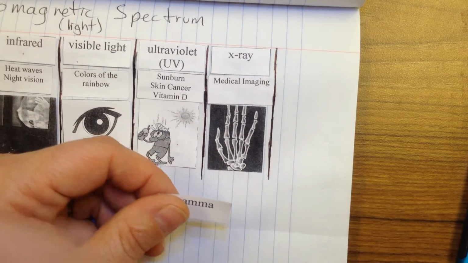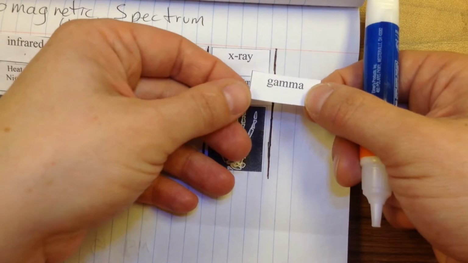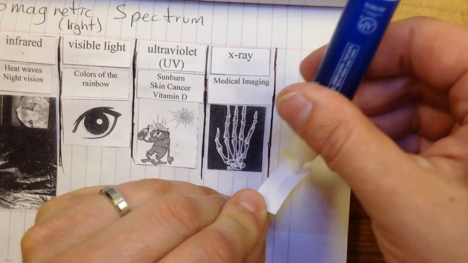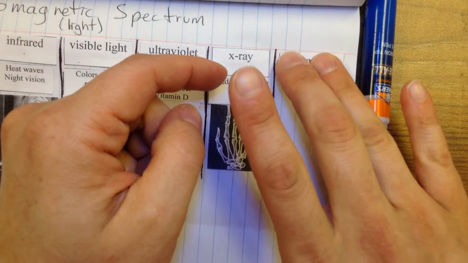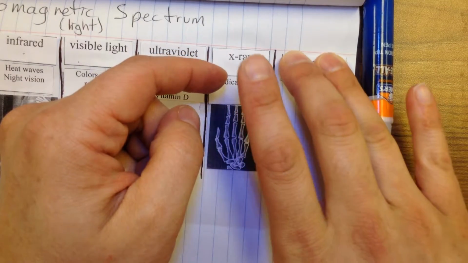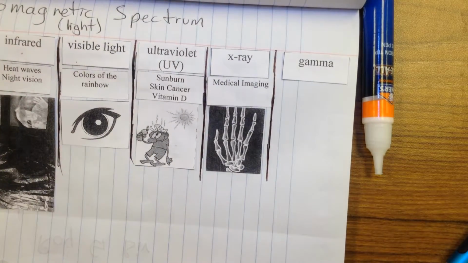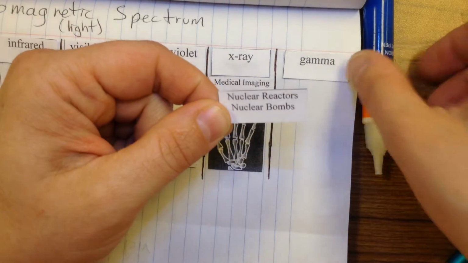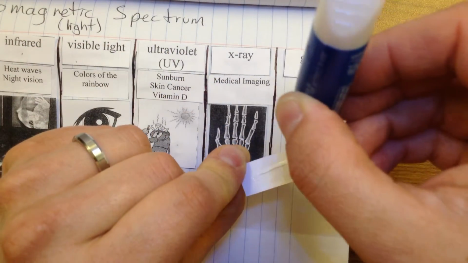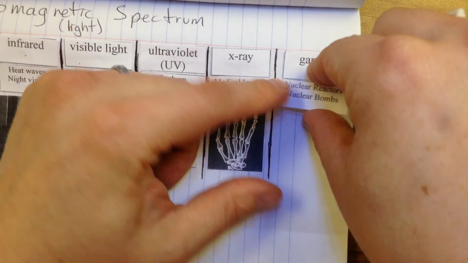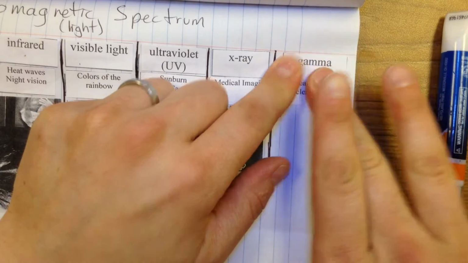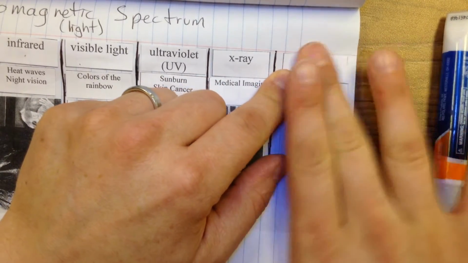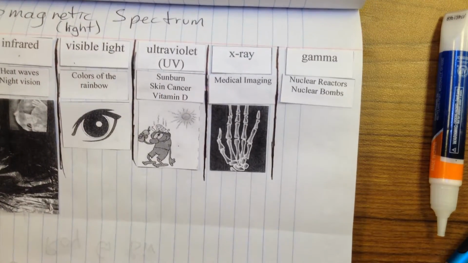Okay? The last one on the spectrum, the last segment of the spectrum. Beyond x-rays, super high energy are gamma rays. All right? Gamma rays, that's the nasty stuff. All right? This is when we're talking about nuclear reactors and nuclear bombs. Okay? We're going to do an entire unit at the end of the semester on nuclear energy, so we'll get into a lot more of the details on that. But for now, just know it's at the end of the spectrum.